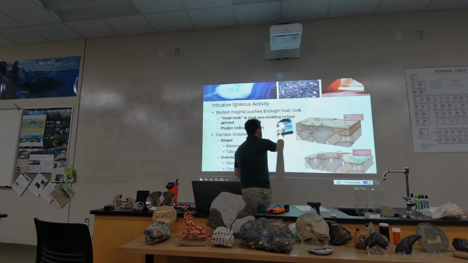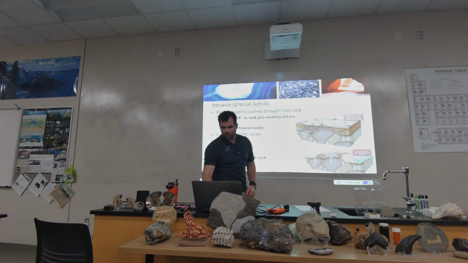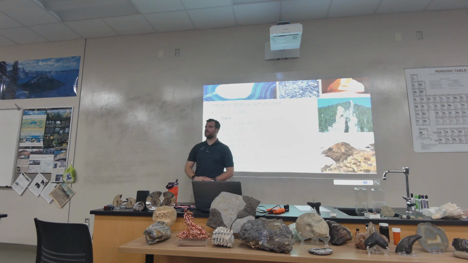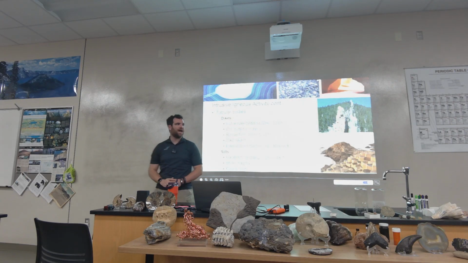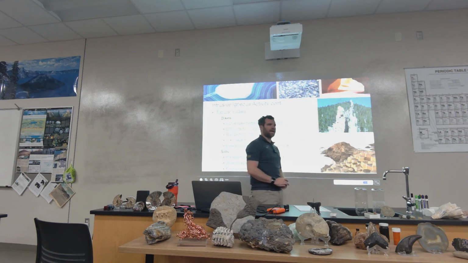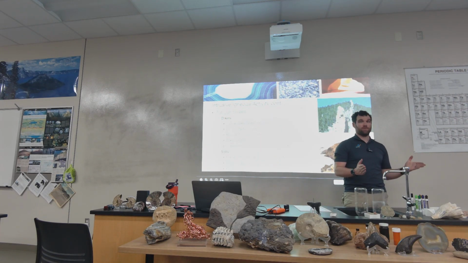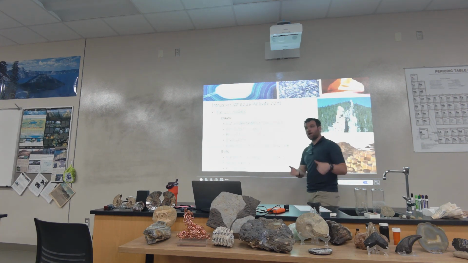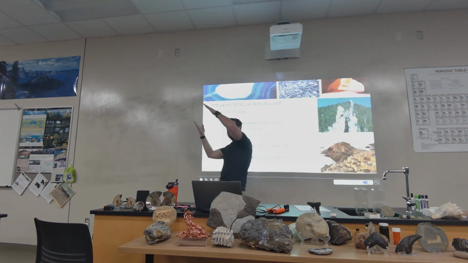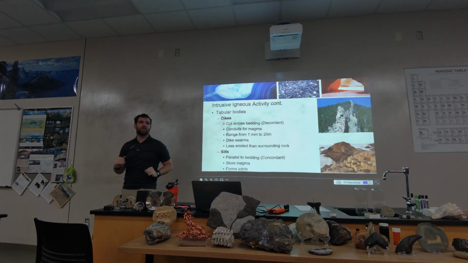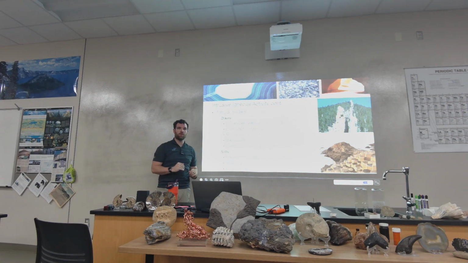So now I'll give you examples of these. For tabular bodies, a dike is what we call a discordant tabular body. Okay? So an igneous dike is a layer of igneous rock or magma when it pushed its way in there. Okay? It was melted rock that shoved its way perpendicular to the original layers of host rock and then solidified there, crystallized. Okay? So it's discordant.